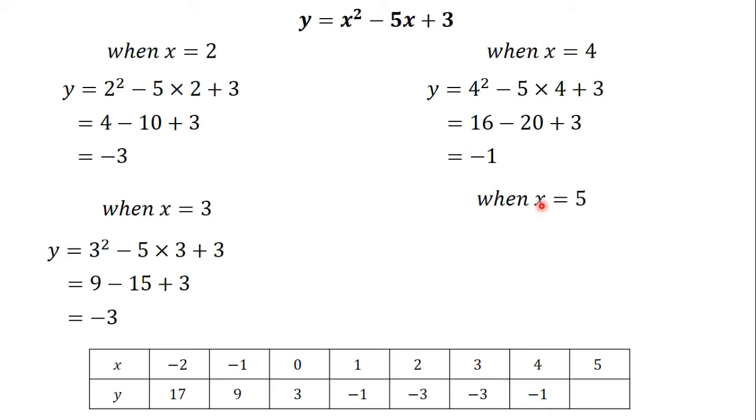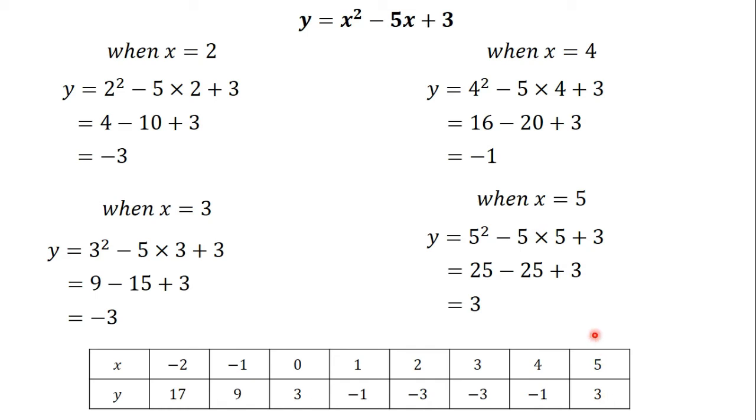The last x value is 5. When x is equal to 5, y will be equal to 5 squared minus 5 times 5 plus 3. 5 squared will give us 25, minus 5 times 5 will give us minus 25. So we have 25 minus 25 plus 3. 25 minus 25 is 0. So you have 0 plus 3, which is 3. So when x is equal to 5, y is equal to 3.